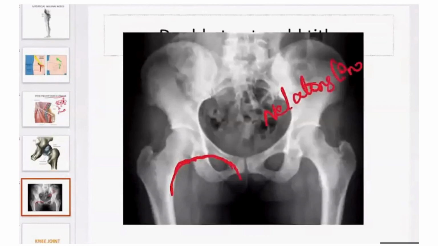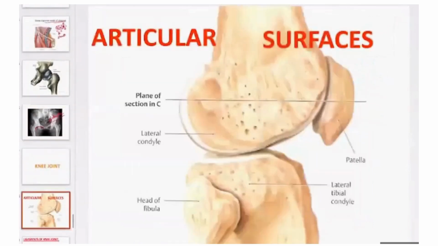This should be in continuity during a normal X-ray. If this continuity is not present, a fracture can be suspected. What is this joint?